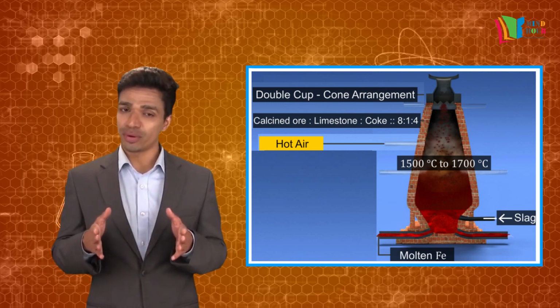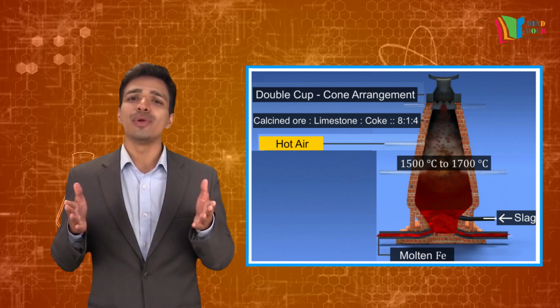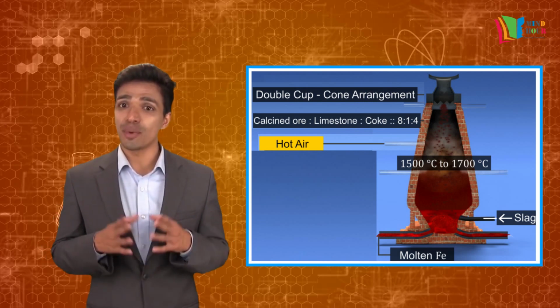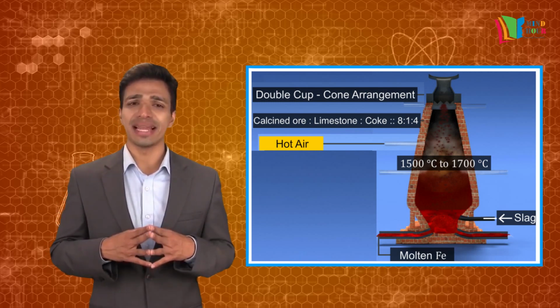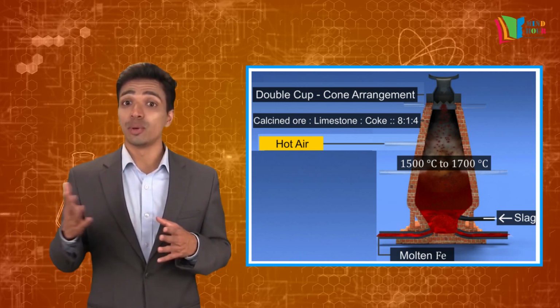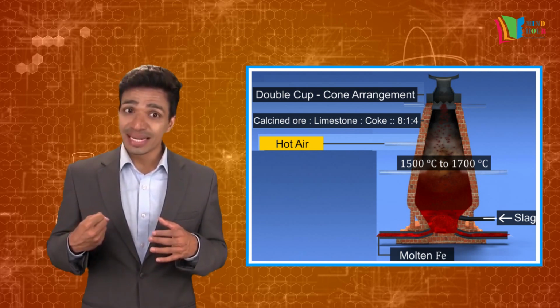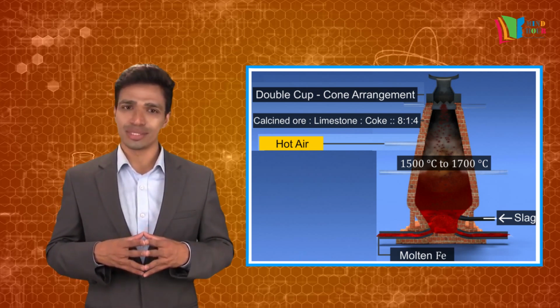At the bottom of the furnace, the molten iron sinks, and above it floats the fusible slag, which protects the molten iron from oxidation. The molten iron and slag are collected separately through different outlets at the bottom. The molten iron withdrawn from the furnace is called pig iron. It is either converted into wrought iron or steel or is cast into molds.